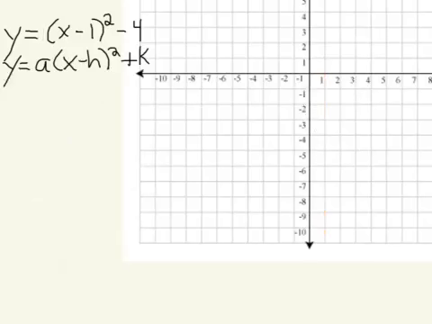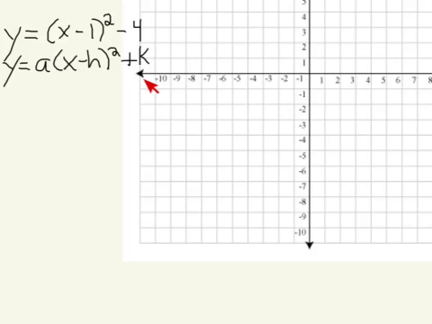Let's look at this problem where we've been asked to graph the parabola given by the equation y equals (x minus 1) squared minus 4. This equation has been given to us in vertex form. The general form for a parabola that's easily graphed is y equals a times (x minus h) squared plus k.